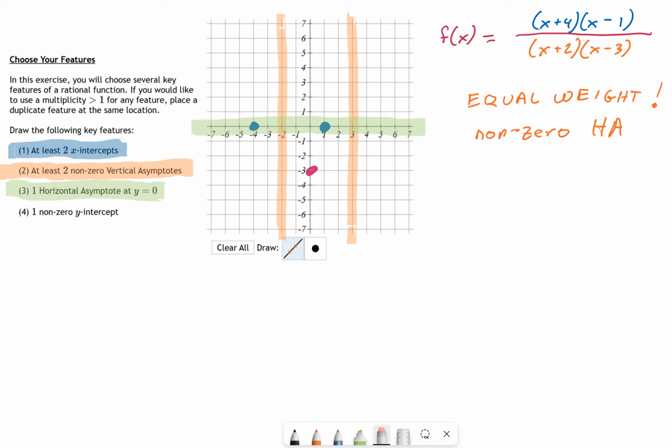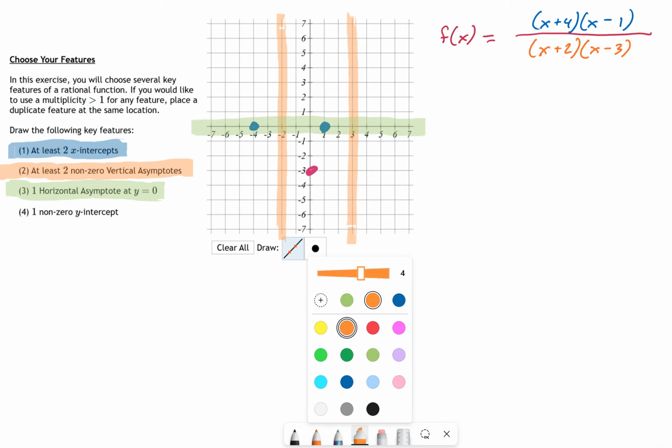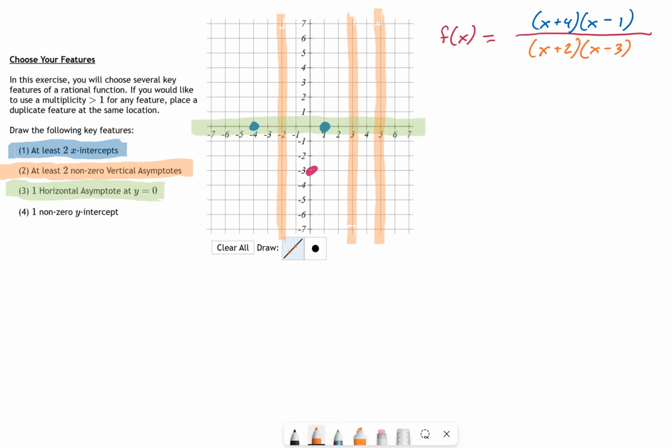So it means I need this thing to be bottom heavy, which means there needs to be another factor on the bottom, which means another vertical asymptote. So I don't know, let's just stick one over here. I just need 3. It said at least 2. I tried 2. That wasn't great. So let's try 3. And that's going to be x minus 5. And you'll see that will get okayed by the program. That right there is fine.